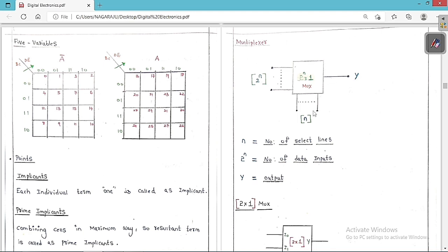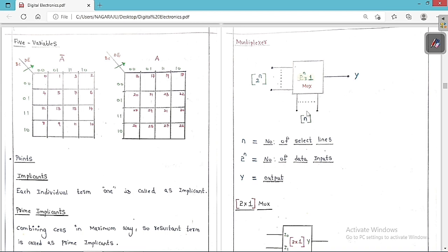And these are called the n control inputs, with the LSB and the MSB. This is a very important point. n is called the number of select lines or control lines, 2^n is called the number of data inputs, and Y is called the output. Always listen carefully: for n select lines, we are going to get 2^n input lines, and only one output.